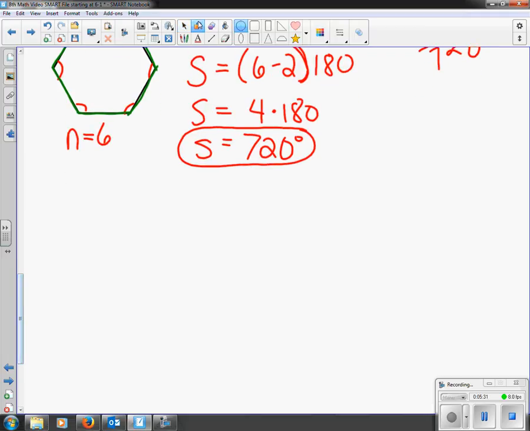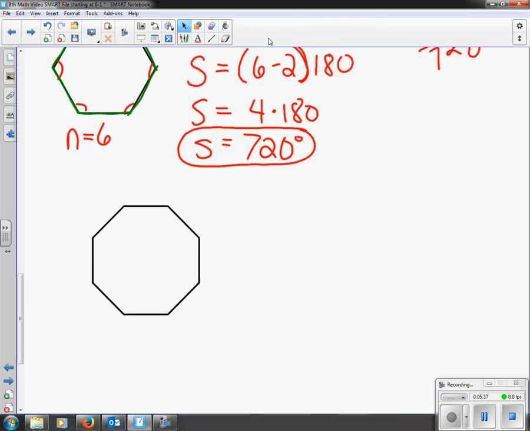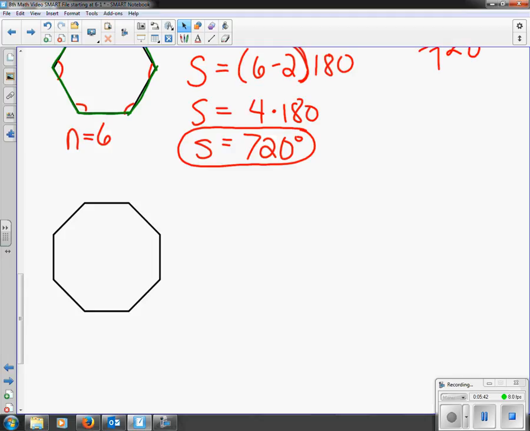So let's say I do an octagon. An octagon is this shape right here. Again, we're looking at interior angles, inside. If we added up all of their measures, so this one plus this one plus this one, whatever the measurement is here, what would that all equal?